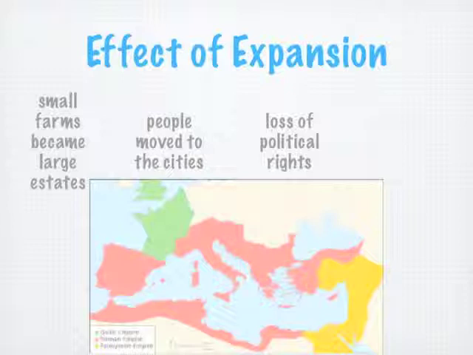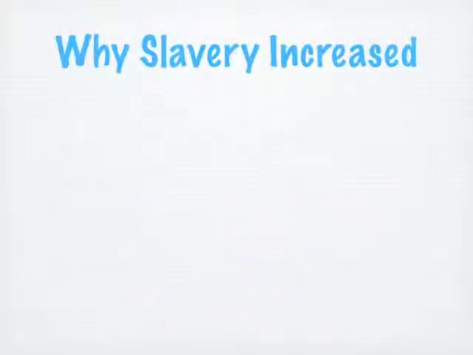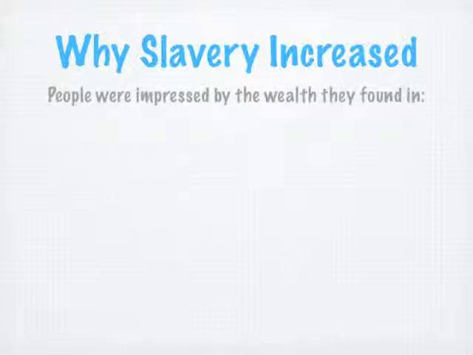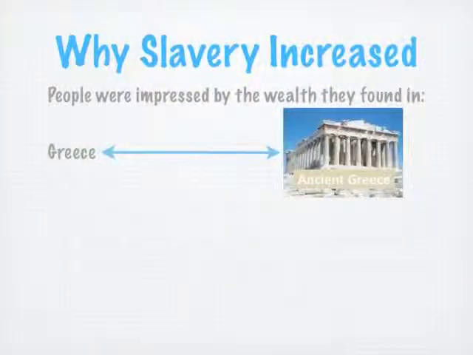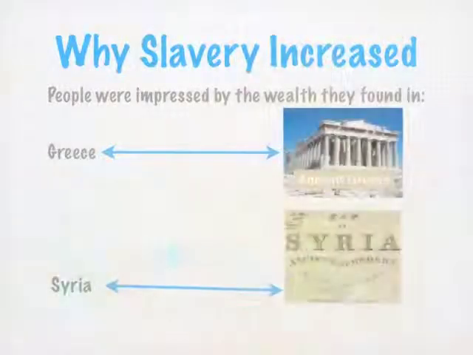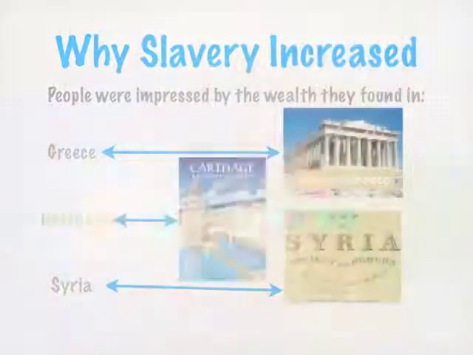But I think there's one effect that I really like to stress, and the most important one was probably an increased use of slaves. As the Roman Empire expanded, they started to use more and more slaves from the areas they conquered. Let's take a look at why slavery increased. And there's really only one main reason why slavery increased. And the reason was the people of Rome were so impressed by the wealth they found in other areas. In areas like Greece, areas like Syria, and areas like Carthage.